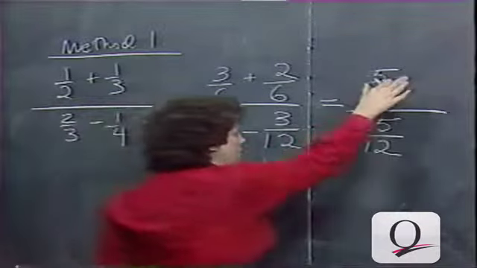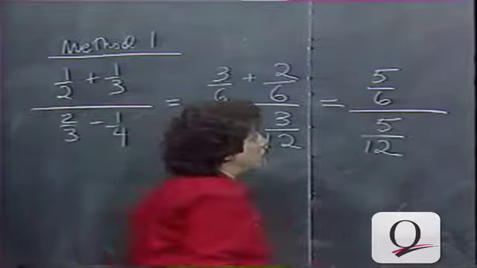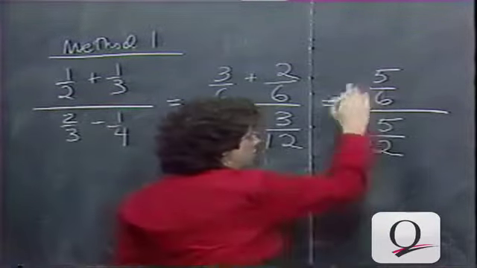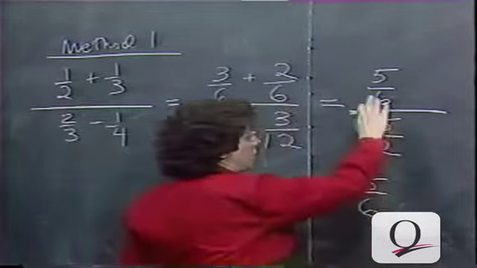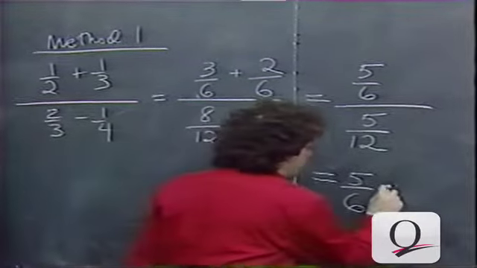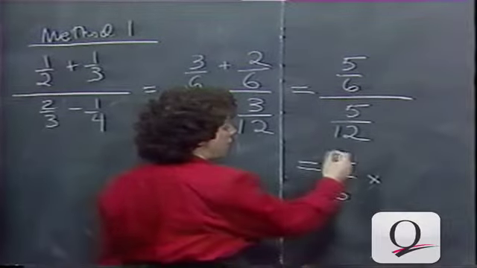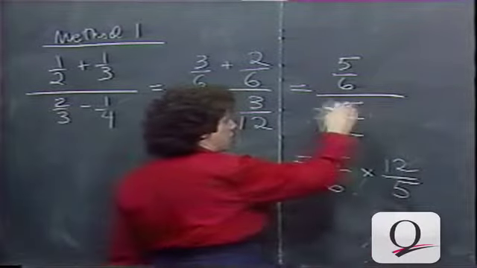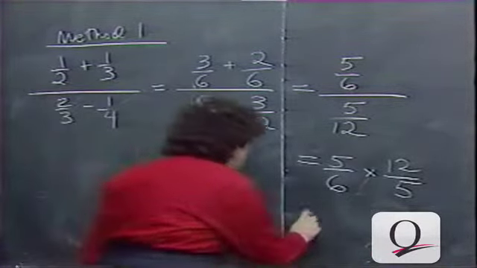Okay, now we have 1 fraction divided by another fraction. In the videotape on multiplication and division of fractions, we learned that to divide 2 fractions, what we do is we invert and multiply by the divisor, or in this case, the fraction in the denominator. So instead of 5/6 divided by 5/12, we change it into 5/6 times 12/5. Instead of dividing by 5/12, we invert and multiply by 12/5.